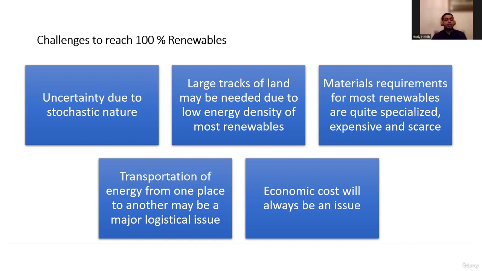The second challenge is that most renewable energy technologies need large tracts of land due to their low energy density. You need space in order to implement renewable energy projects, but you can solve this by increasing the efficiency of the renewable energy technologies. And in fact, the world is moving towards manufacturing more efficient renewable energy technologies.